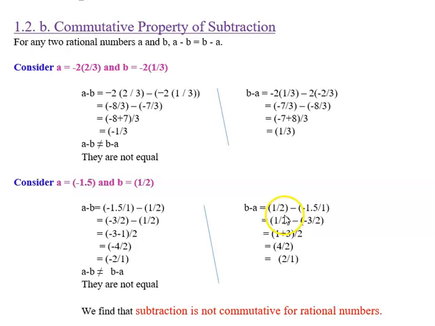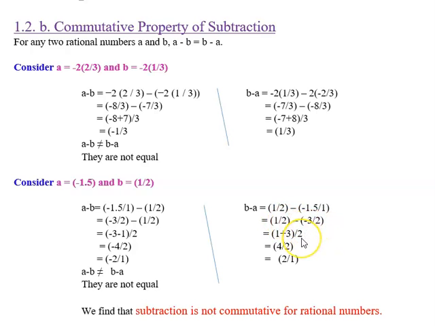So b is 1 over 2 minus a, which is negative 1.5. That we are writing as negative 1.5 over 1. So 1 over 2 minus. We want to make the LCM common, so we are multiplying and dividing by 2. So it will become negative 3 over 2. So 1 over 2 minus negative 3 over 2.